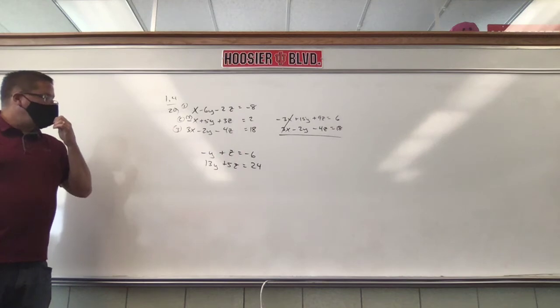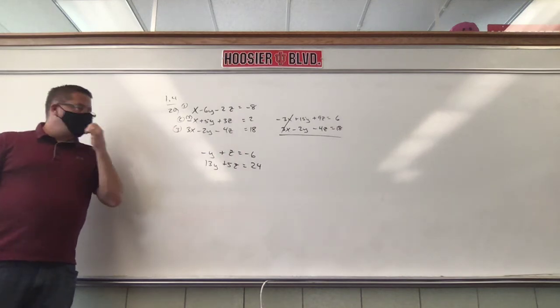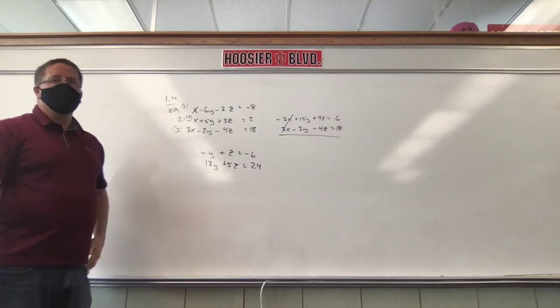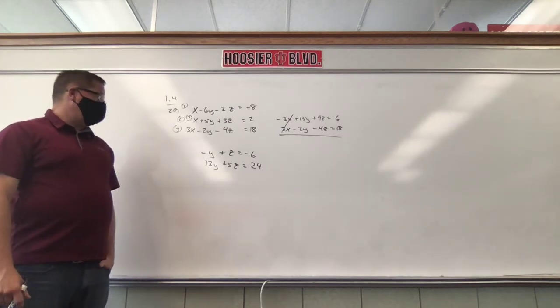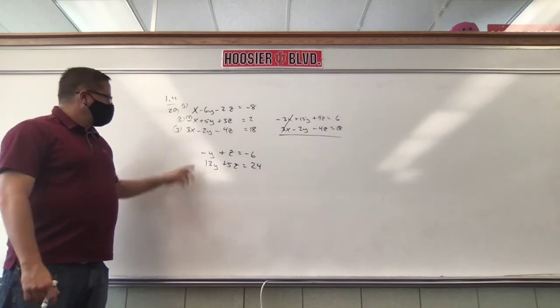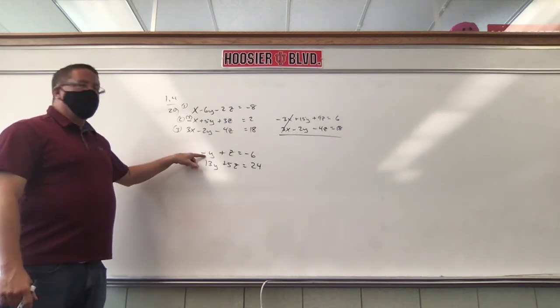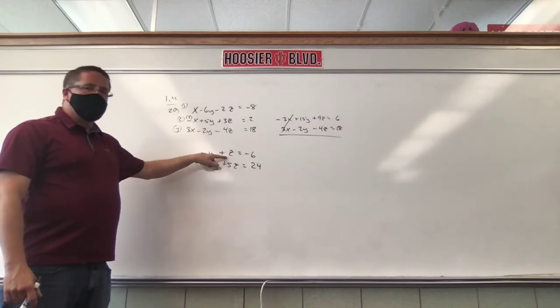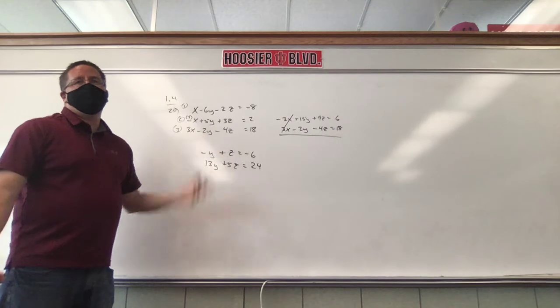We need to eliminate the y's now or the z's now. I think one might be just a little bit easier than the other. I would probably say the y's, actually. And I'm not saying it's wrong. Because one's positive, one's negative. If we want to get rid of the y's, we have to times this by 13. If we want to get rid of the z's, we have to times by negative 5. It's not hard to times by negative 5.